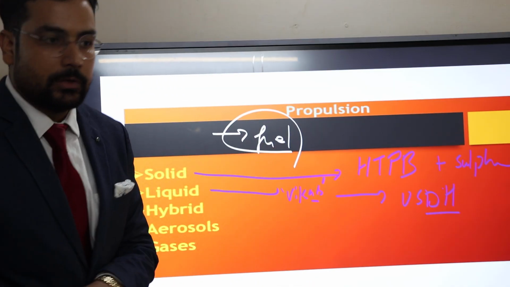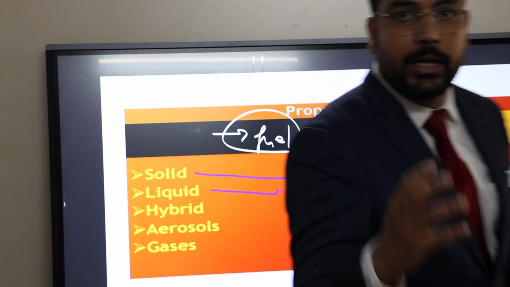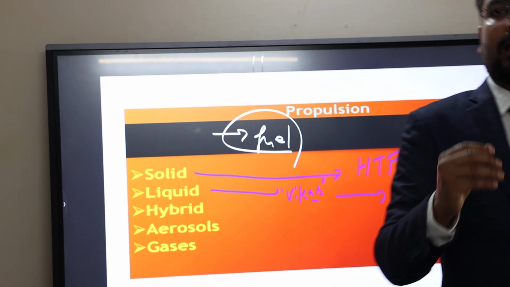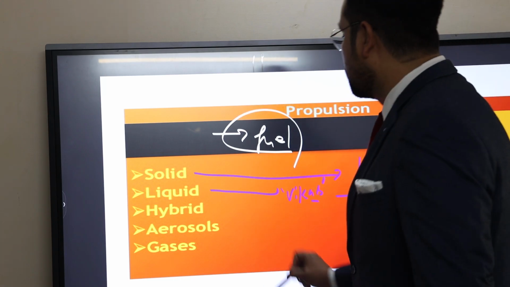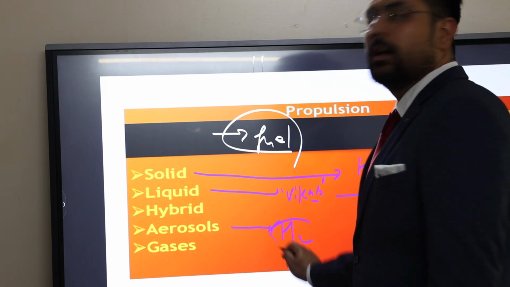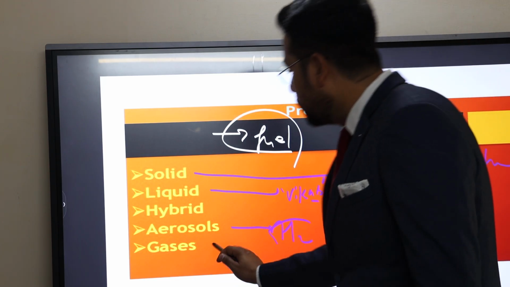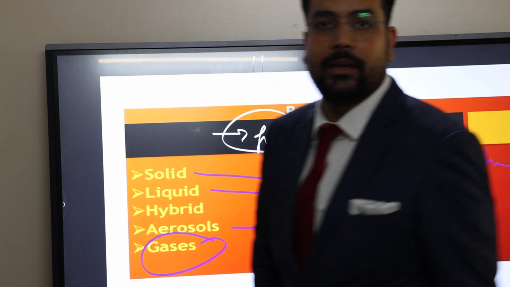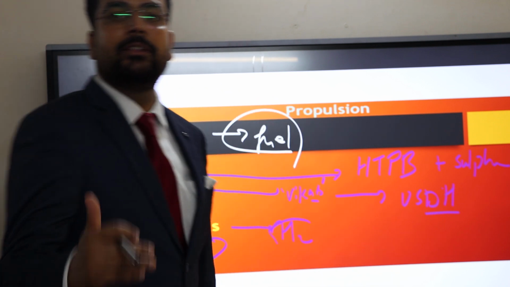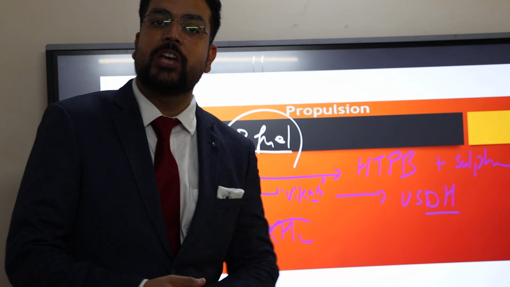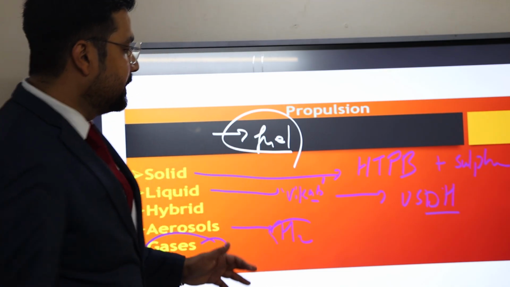Next one is aerosols. Most of the gases found on the earth are utilized as fuel in the aerosol structure, and basic examples of aerosol can be hydrogen along with oxygen. Nitrogen is there. These are examples of aerosol. And last but not least are the gases, which can be utilized in different forms as a fuel or propulsion in the chamber. These are the propulsion systems.